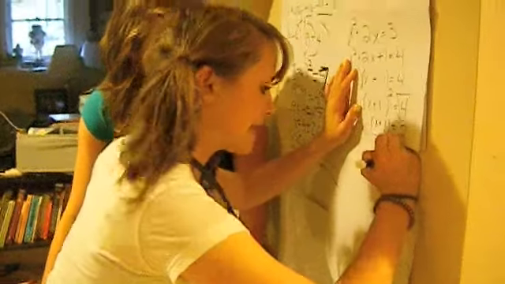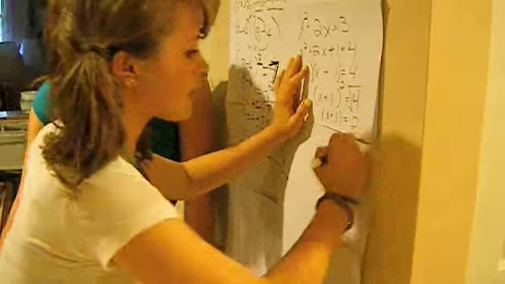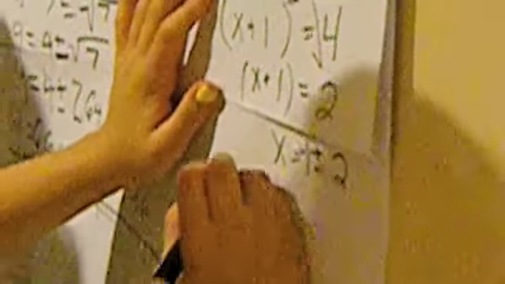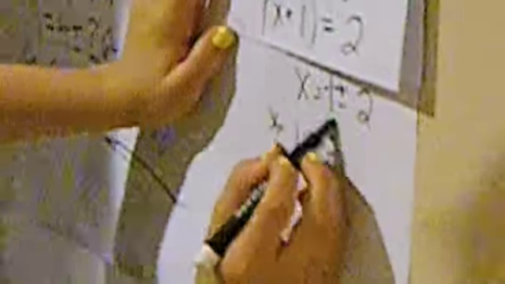Equals 4. To get this not squared, you have to find the square root of 4, which is 2. Then x plus 1 equals 2. You have to move this over. So x equals negative 1 plus or minus 2. And then x equals negative 1 plus 2, which is 1. And x also equals negative 1 minus 2, which is negative 3. 1 and negative 3 are your two answers. Good job.